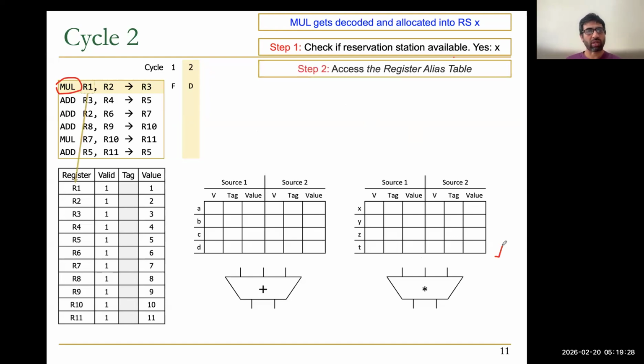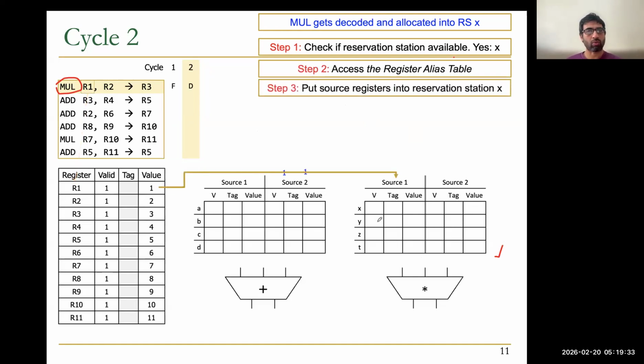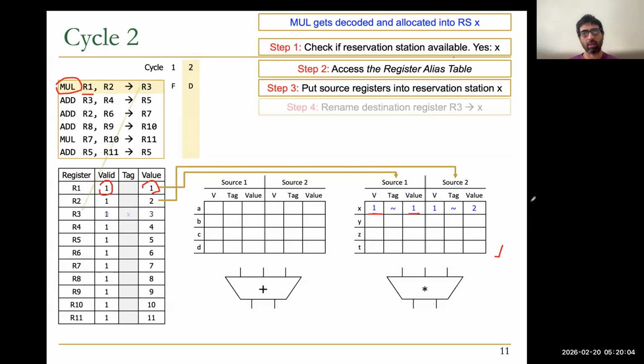So we are good. In step 2, what we'll do is access the register alias table. So what we do is put the source registers into reservation station X. The first source register is R1, so we are putting its value. Since it is valid here, we are putting 1 in the valid bit in the X reservation station for source 1, and we are putting the value, which is 1, here, right? And then we will do the same thing with the second source register R2. So we are just moving the values.